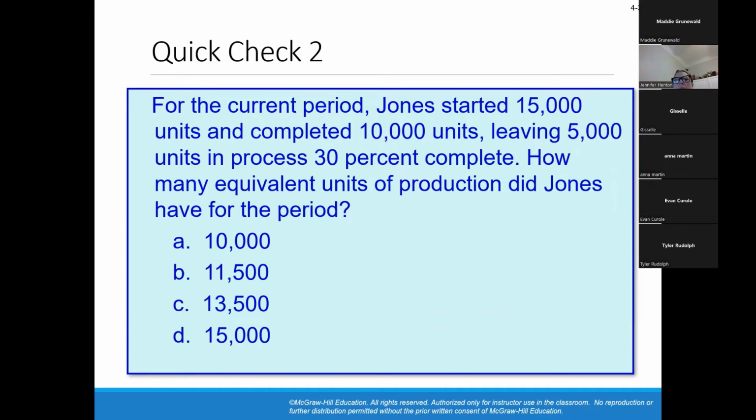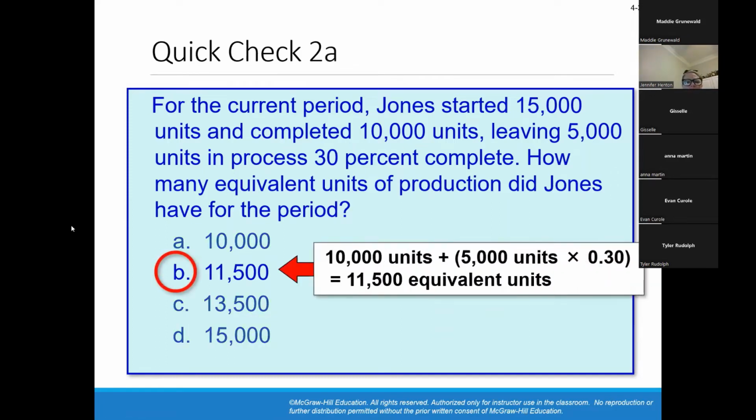Well, we know from this that we have 10,000 units that were completed and moved out. I was going to write on here, but I'll just leave this up so you can see the calculation. So we know that we had 10,000 units that were completed at 100%. So the whole 10,000 units is going to get brought in. And then we have to add 30% of 5,000 because they were only 30% complete. So we just take the 5,000 times 30%, and we add them together and we get 11,500. So that's how many equivalent units of production we had for the period.